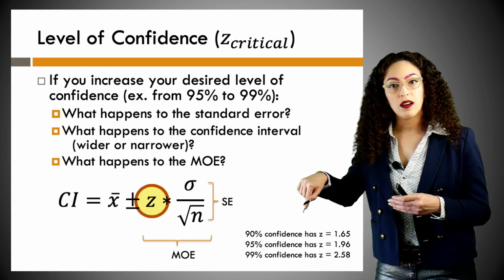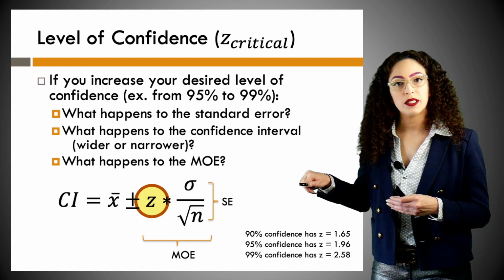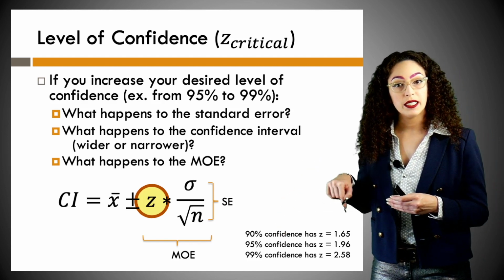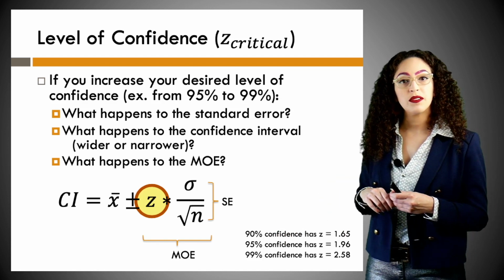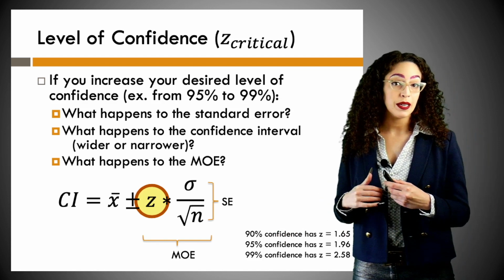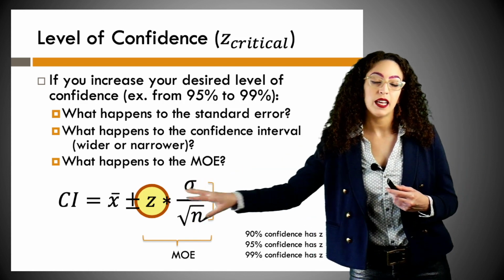Now here are the values associated with 90, 95, and 99% confidence. Thing to note here is that they are increasing. So 1.65 is for 90, all the way up to 2.58 for 99. So that number gets bigger. What happens if this number gets bigger? How will it affect everything else?